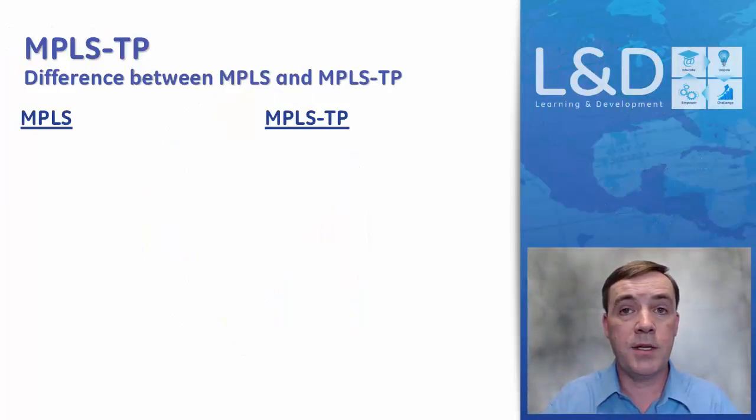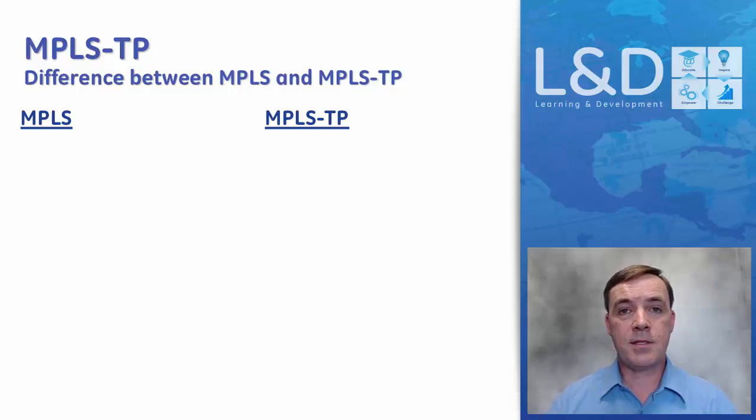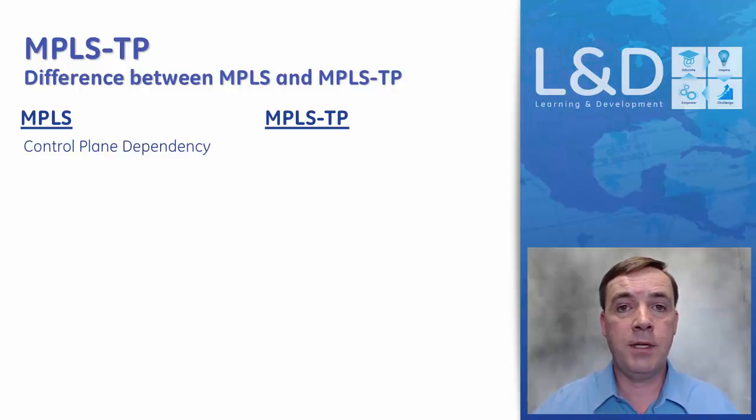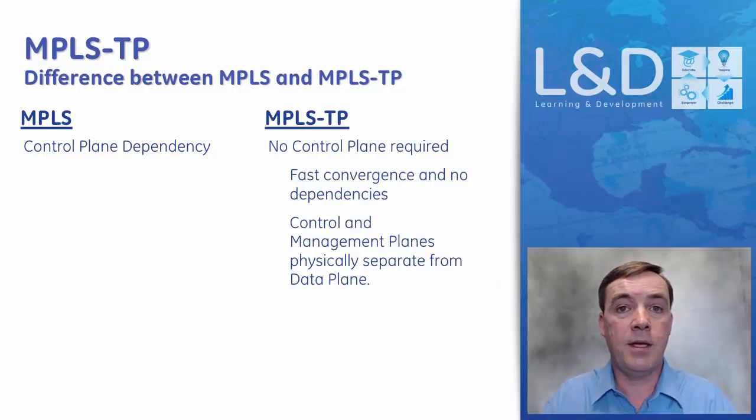The next couple of slides describe the main differences between MPLS and MPLS-TP. In this slide, when we refer to MPLS, we are referring to IP-MPLS. The first difference is control plane dependency. In IP-MPLS, the data plane does rely on the control plane. In MPLS-TP, no control plane is required, which means in times of failure and recovery, you do get fast convergence times and no dependencies under MPLS-TP. As a matter of fact, the MPLS-TP standards designate that the control and management planes must be physically separated from the data plane.